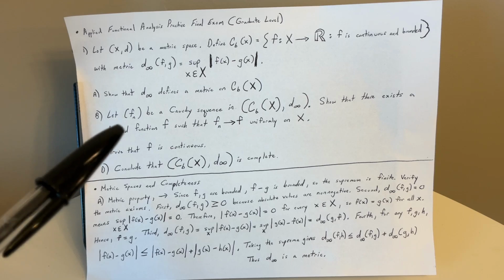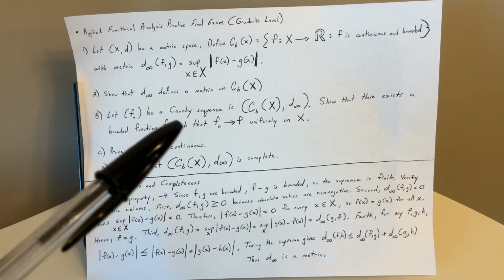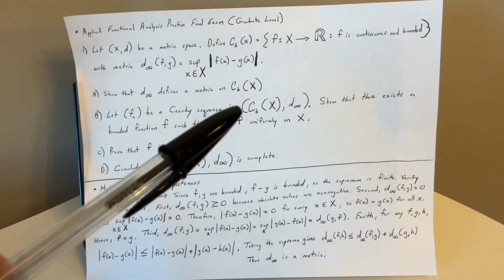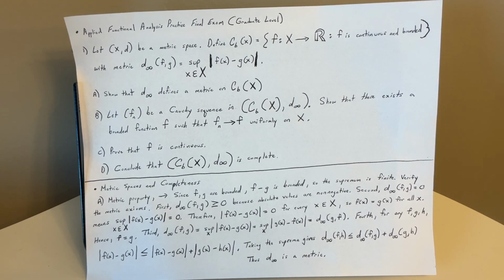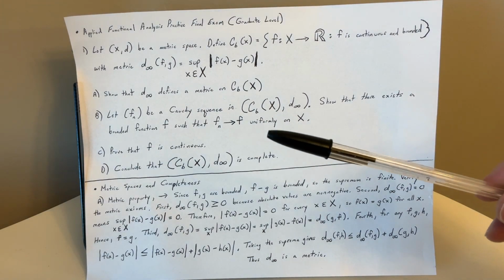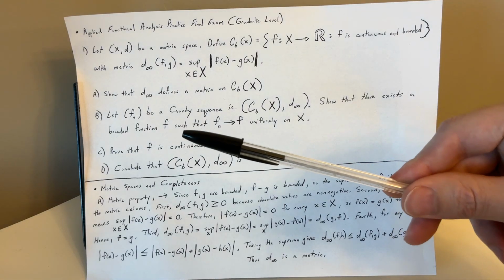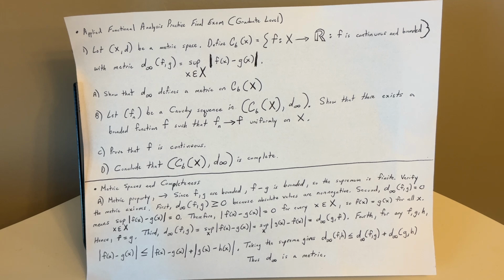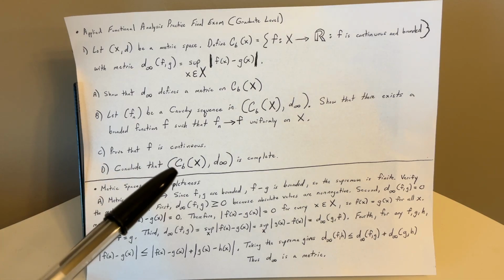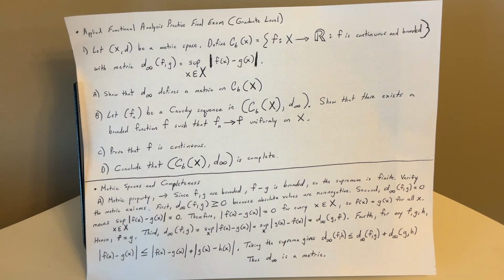Part B: let f_n be a Cauchy sequence in this (C_b(X), d_∞). Show that there exists a bounded function f such that f_n goes to f uniformly on X, and prove that f is continuous. Conclude that (C_b(X), d_∞) is complete. So, metric spaces and completeness problem.